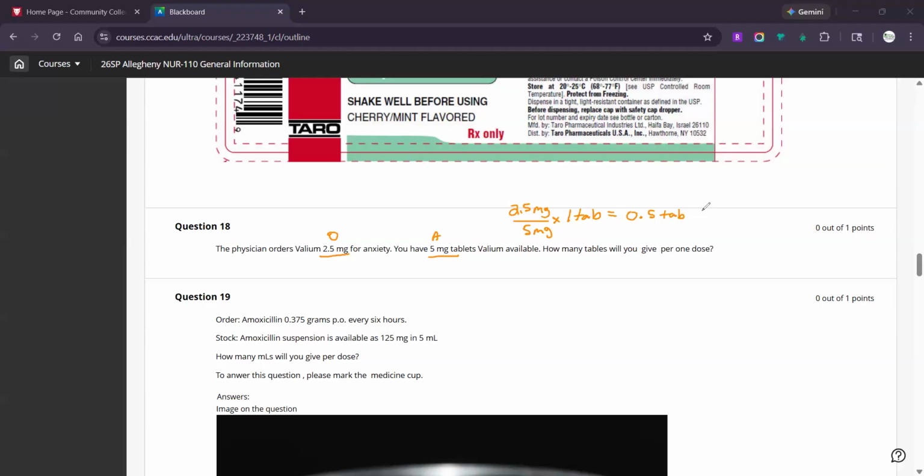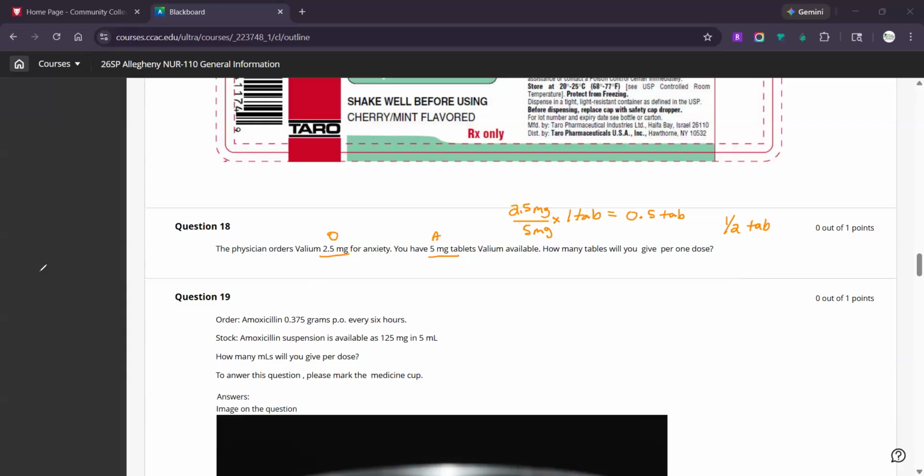But sometimes on a paper test, they may ask you to write it out as a half tab or half tablet. So just make sure, especially when you're doing a paper test, that you know which is the correct way that they want it written. They usually will tell you very explicitly how they want it written.